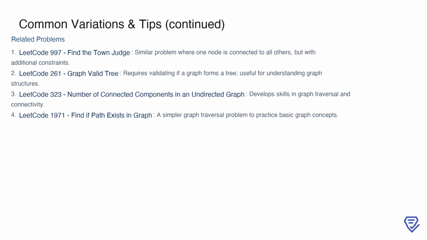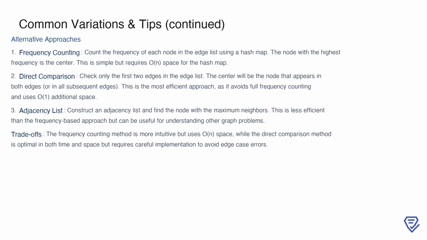LeetCode 323, Number of Connected Components in an Undirected Graph, is another useful problem for practicing graph traversal and understanding how components are connected. Finally, LeetCode 1971, Find if Path Exists in Graph, is a simpler problem that focuses on basic graph traversal techniques, making it a good starting point for beginners who want to develop their graph problem-solving skills. There are also alternative approaches to solving the star graph problem that are worth considering.